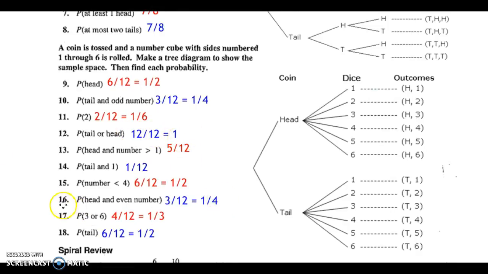You can also see, for example, that a number is less than 4. Well, in this case, numbers that are less than 4 are 3, 2, and 1. So I have 6 different outcomes with a number that is less than 4. So 6 divided by 12 is 1 out of 2.